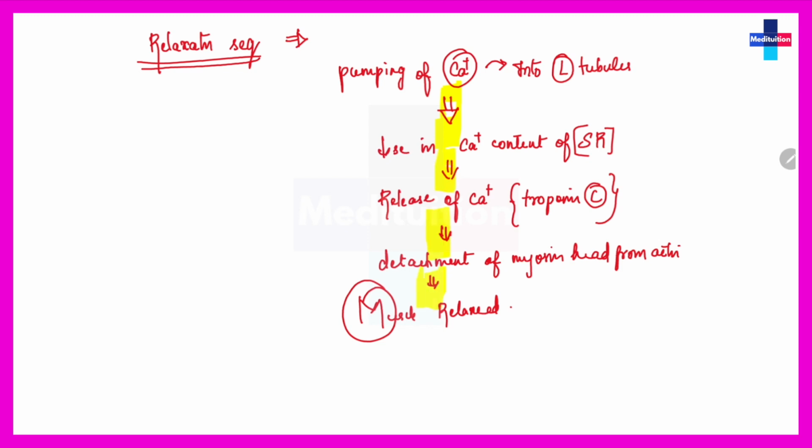Pumping of calcium into the L tubules makes the content lesser in sarcoplasmic reticulum. Once it got lesser, then the release of calcium from the troponin C happens, which makes further relaxation. So this is the important point which we have to remember over here, right?